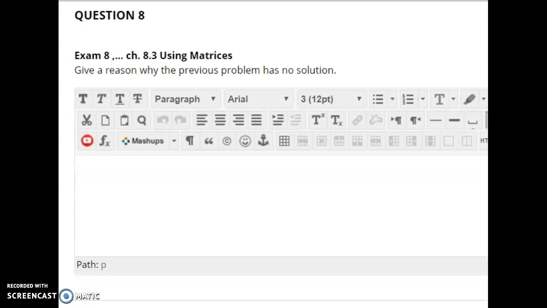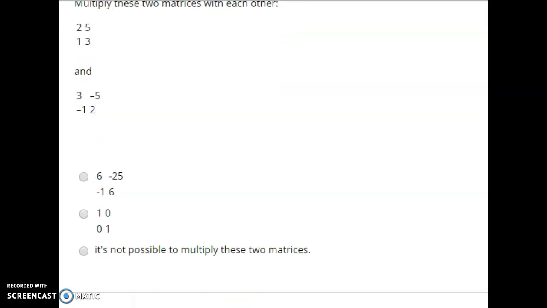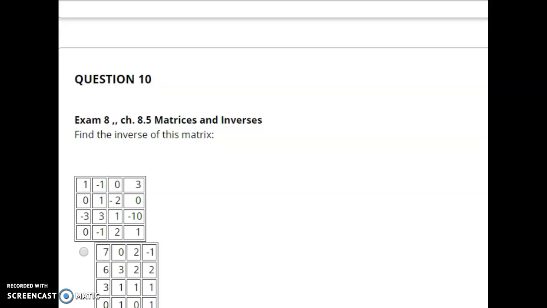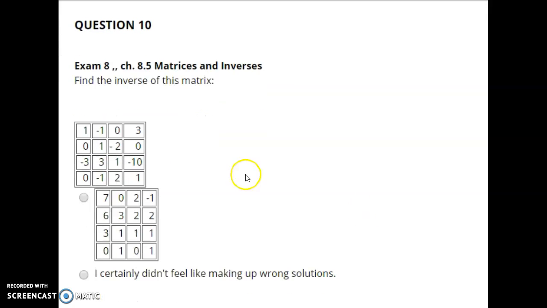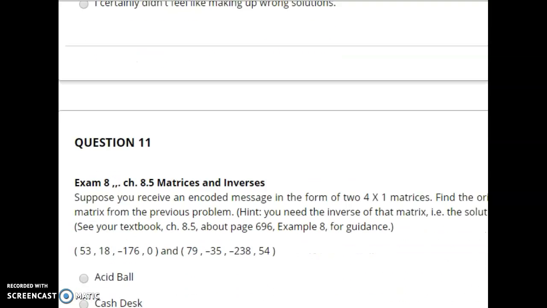All right, so using matrices then here. Oh, that's a follow-up question to this one here. Again, I will discuss that later. Operations with matrices, just multiply these two with each other. Right, and then matrices and inverses, find the inverse of this particular matrix, and I will show you how to plug things like that into Symbolab, and you'll find out. And by the way, as you can see, these two possible answers in the multiple choice, I basically gave away the answer to this particular problem.